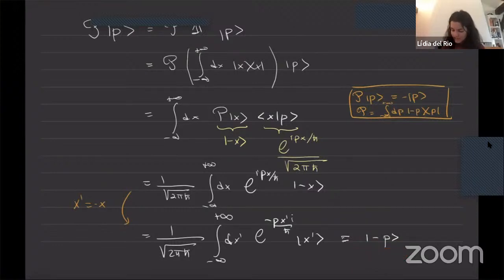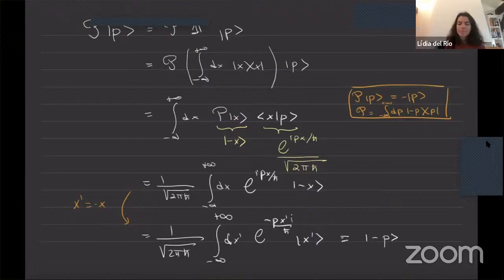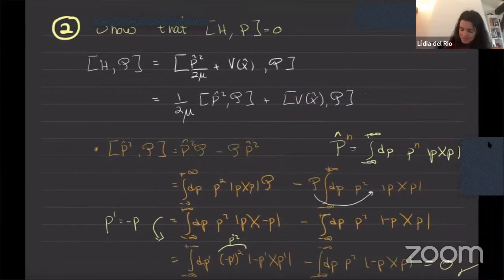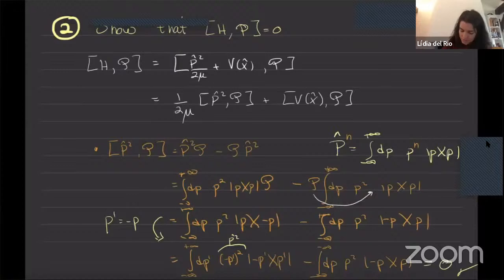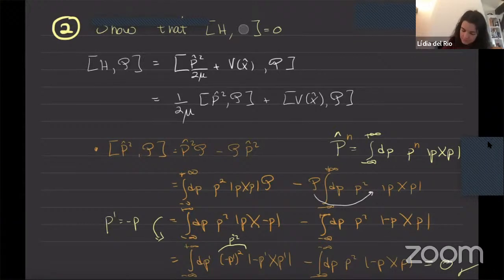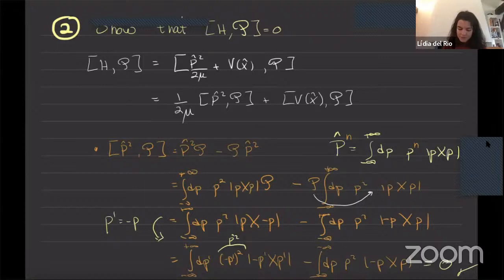Conclusions, it's here. So this is what I just said, which means you can also expand the parity in the momentum basis in the same way that we did for the position basis. So we just put a minus p here. Now we have all the ingredients we need to show that this parity commutes with our Hamiltonian. How do we show it?